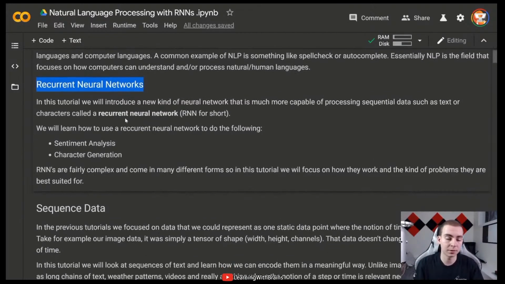If you'd like to learn about that, there will be some sources at the bottom of the guide, and you can also just look up recurrent neural networks and you'll find lots of resources that explain all of the fancy math that goes on behind them.